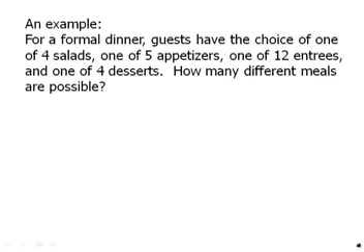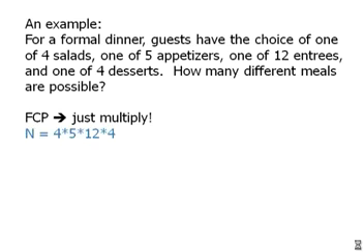Well, the fundamental counting principle is perfect here because we're in stages. We can treat each course separately, and there's no restrictions here. In other words, any salad can go with any appetizer, they can go with any entree, so there's no restriction at all. So we can just simply multiply the numbers. That's what the fundamental counting principle tells us. So the number of ways to do this would be 4 times 5 times 12 times 4.